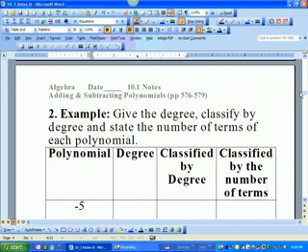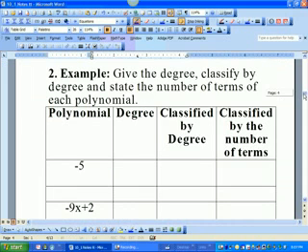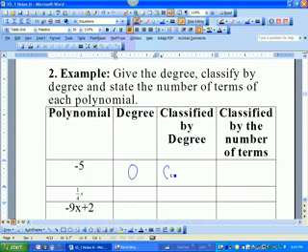Now, looking at this first example, I want to give the degree of the polynomial, classify it by degree, and state the number of terms of each polynomial and classify it. So the first example here is negative 5. Notice no variable, so the degree is 0. Classified by that degree, that's a constant. I have one term in my polynomial, so I'll classify that as a monomial.